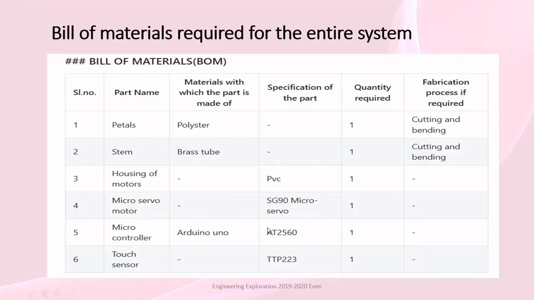This is the bill of materials required for the entire system. The parts are petals, stem, housing of motors, micro servo motor, microcontroller and touch sensor. The petals will be made up of polyester and the stems will be made up of brass tube. Both of these require the fabrication process, that is cutting and bending. All of these parts are required in the quantity of 1.